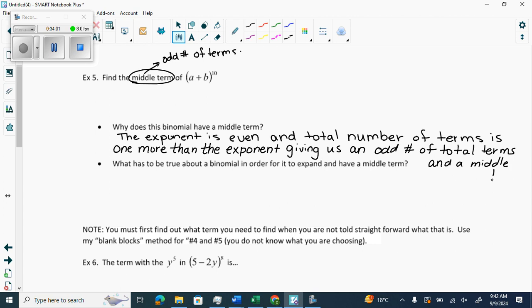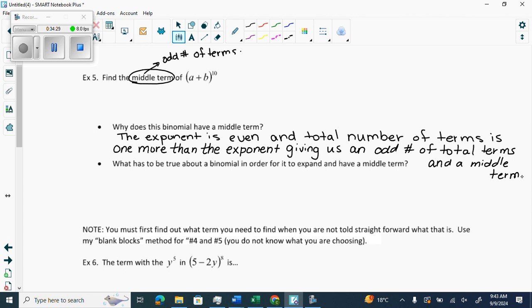Now, if this is a written response question, you guys will often do terrible. Because it'll say, why does the binomial have a middle term? You're like, well, because the exponent is 10, 10 plus 1 is 11, 11 is odd, boom, middle term. Okay? You have to explain that when you take the exponent off of the binomial and you add 1 to it, that gives us the total number of terms. Therefore, the total number of terms is 11. And when you have an odd number of terms, you get a middle term, right?